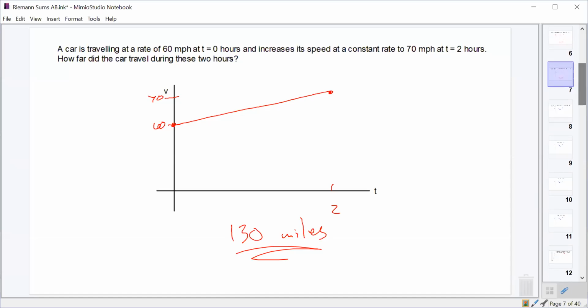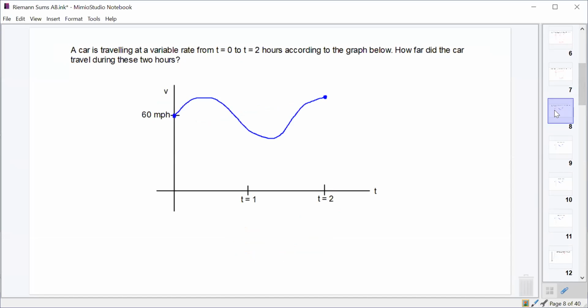Now's where things start to get a little more complicated. Now I'm traveling at a variable rate from t equals 0 to t equals 2 hours. Maybe the fastest I ended up going was 70. The slowest I ended up going was 50. I increased, then I kind of flattened out for a little bit, then I decreased, and then I sort of decreased a little more slowly. Then I increased pretty rapidly again, and then sort of tapered up. I had some weird driving habits, clearly. So how far did I go?